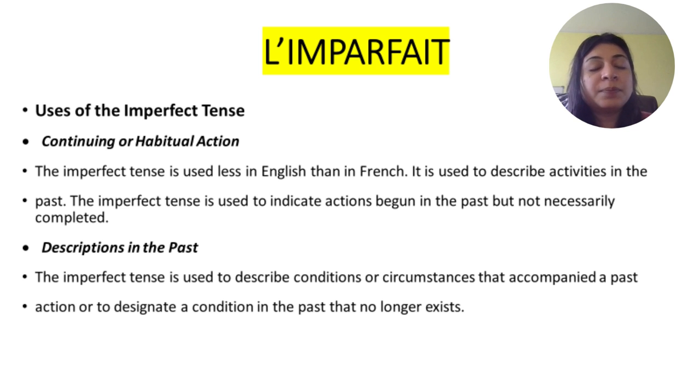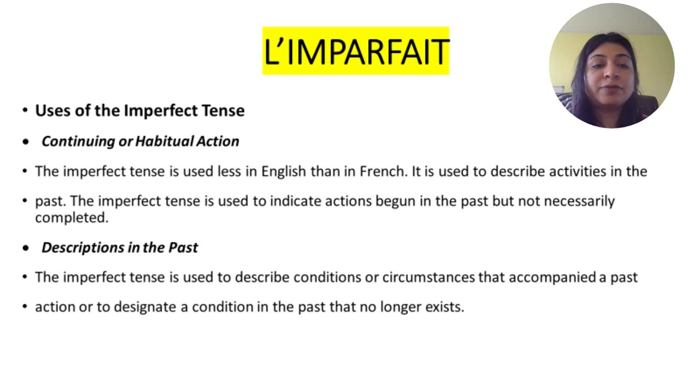Second is the descriptions in past. The imperfect tense is used to describe conditions or circumstances that accompanied a past action or to designate a condition in the past that no longer exists. For example, quand j'étais petit, when I was little. So we don't even know at what time we are talking about, or whether I am still little or not. So my imperfect tense, my imparfait, is a continued, that is ing, habitual action, that is used to in English. The descriptions in past.